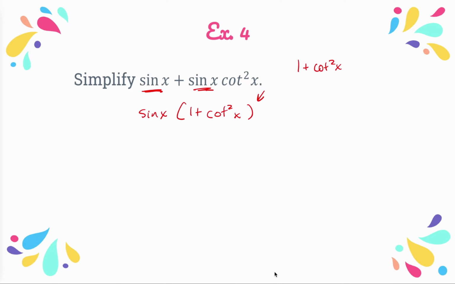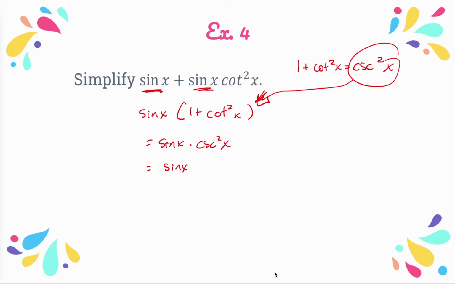So one of our Pythagorean identities says this. 1 plus cotangent squared x equals cosecant squared x. So take cosecant and plug that in to make this sine x times cosecant squared x. We can use our reciprocal identity to make this 1 over sine squared x. And so the sine x and one of these sine x's is going to cancel out, makes that 1 over sine x, or just cosecant x.